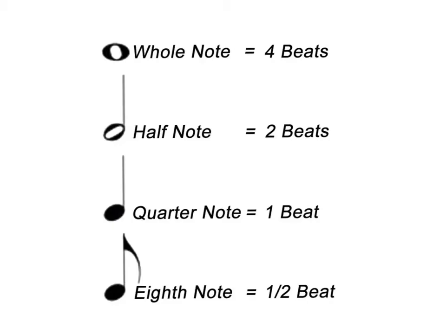Okay, so we start out by looking at the different notes and the amount of beats that they represent. The 8th note actually represents half a beat of sound. The quarter note represents 1 beat of sound. The half note represents 2 beats of sound. And finally, the whole note represents 4 beats of sound.